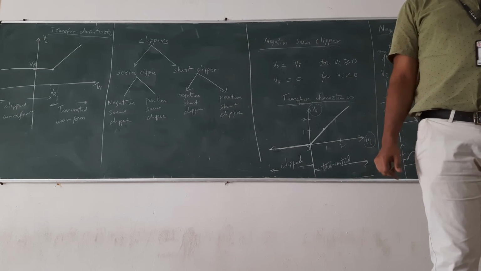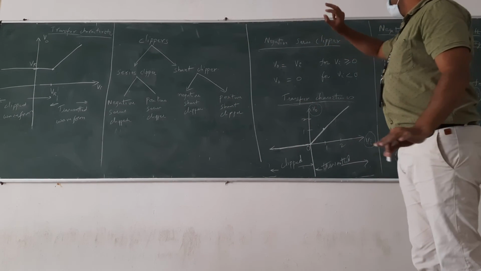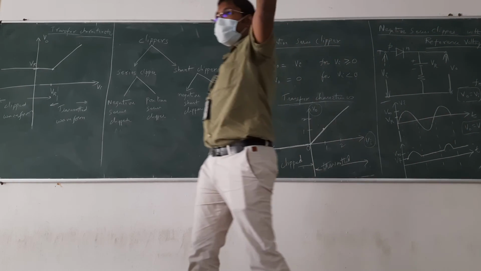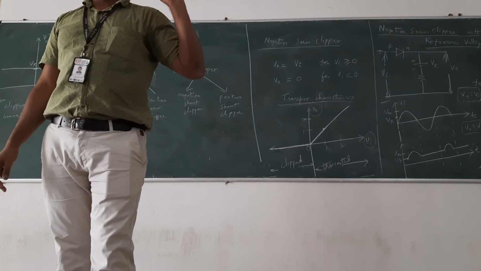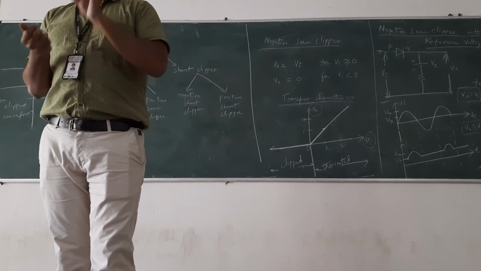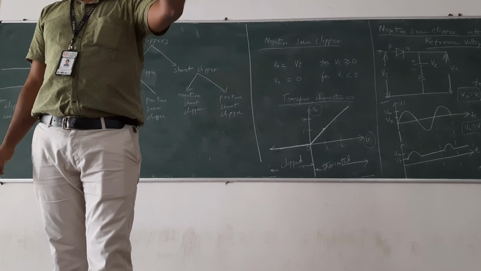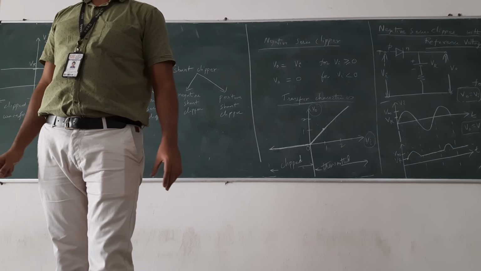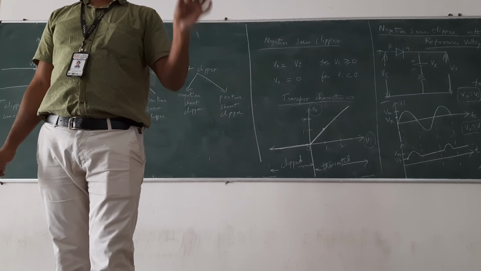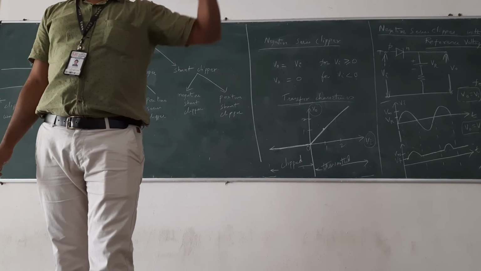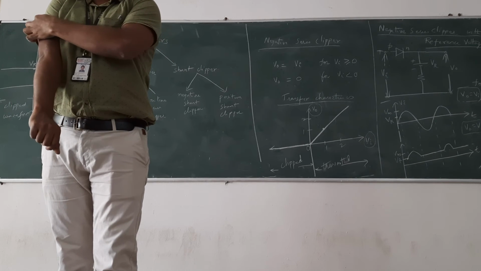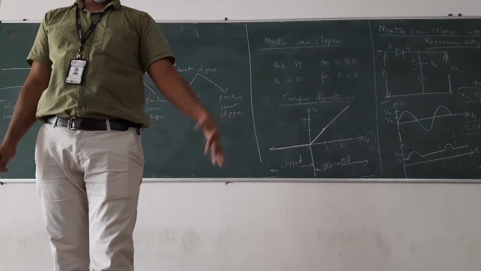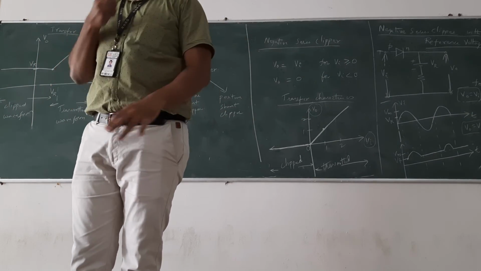Next, we completed negative series clipper with reference voltage. Okay. How to get positive series clipper is simply exchange the diode terminals. Okay. Put heading positive series clipper, exchange the diode terminals, and try to solve whatever we did for negative clippers.